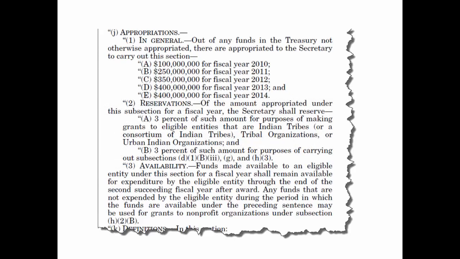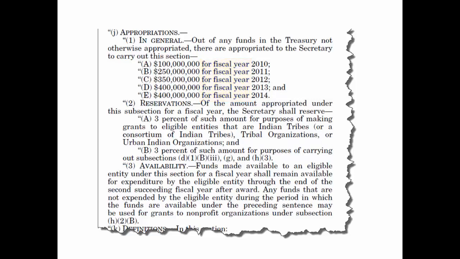Here's another example of implicit authority. This is the appropriation language for the maternal, infant, and early childhood home visiting programs from the Affordable Care Act. Note the "for fiscal year" language. This led to an initial determination that the funds were annual.